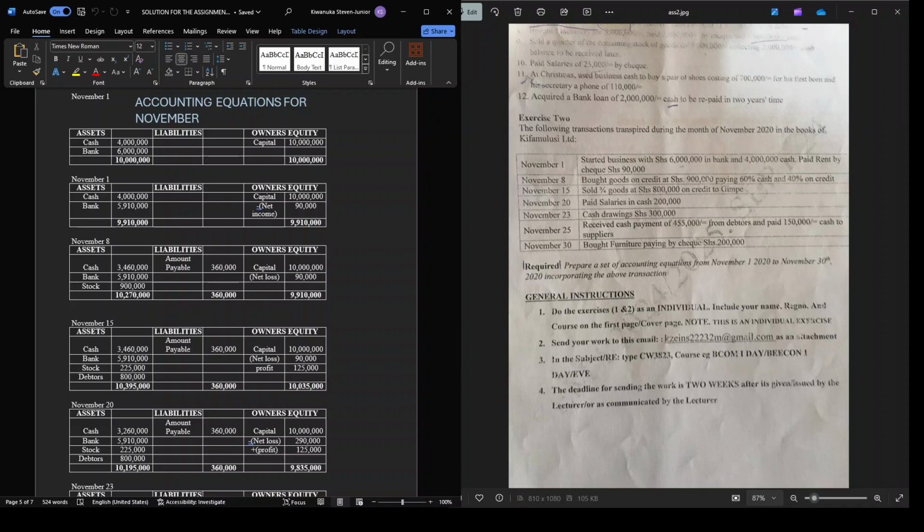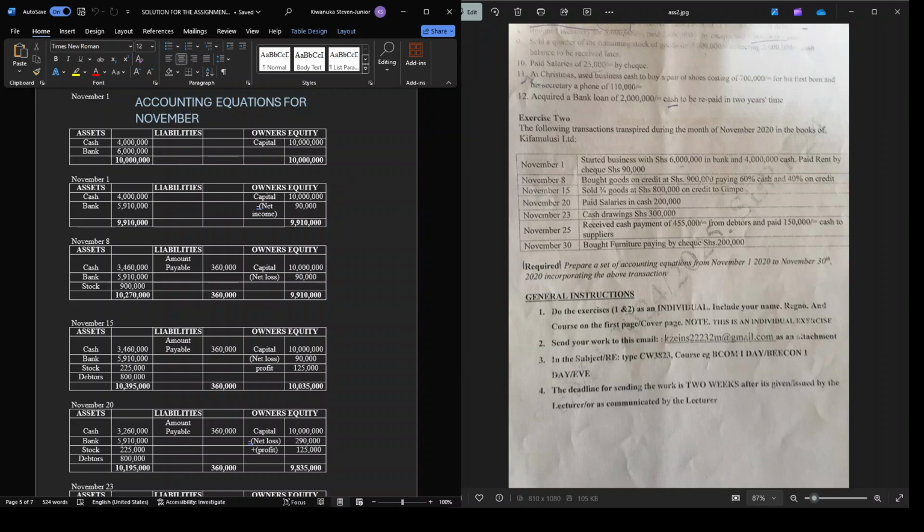The following transactions transpired during the month of November 2022 in the books of Chifamulus Limited. And they are saying that he started the business with 6 million in the bank and 4 million cash. So paid rent by check by this.